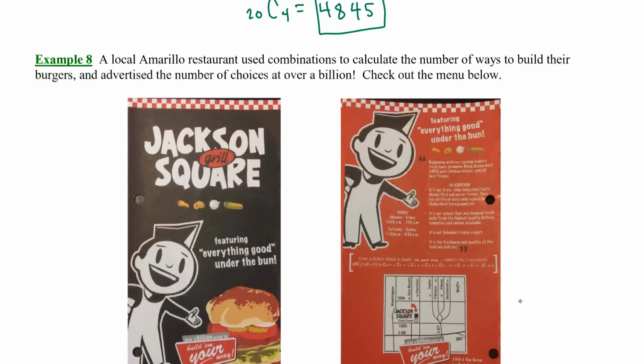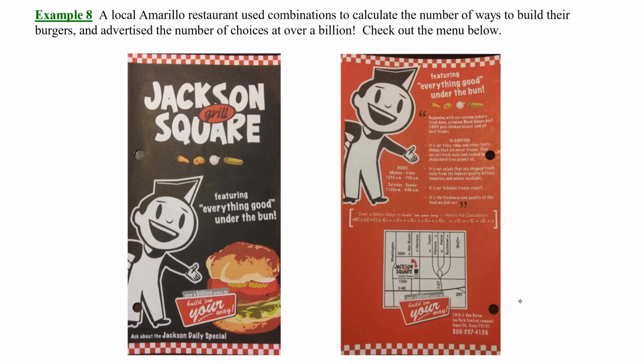Now we're going to finish with a fun little example here, an example from our local area. A local Amarillo restaurant used combinations to calculate the number of ways to build their burgers. So think about going to a restaurant like this when you can choose different types of breads, different types of meats, different vegetables. And if you want to put vegetables on your hamburgers, maybe you want only pickles, or maybe you want 3 or 4 different things. Maybe you want pickles, onions, and tomatoes, right? So there's a lot of different ways that you can form your particular burger.